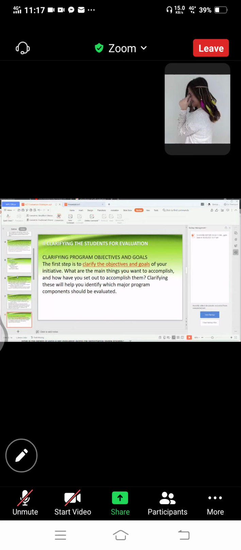Next topic is clarifying the students for evaluation. So the first step is to clarify the objectives and goals of your initiative. What are the main things you want to accomplish, and how have you set out to accomplish them? Clarifying this will help you identify which major program components should be evaluated.